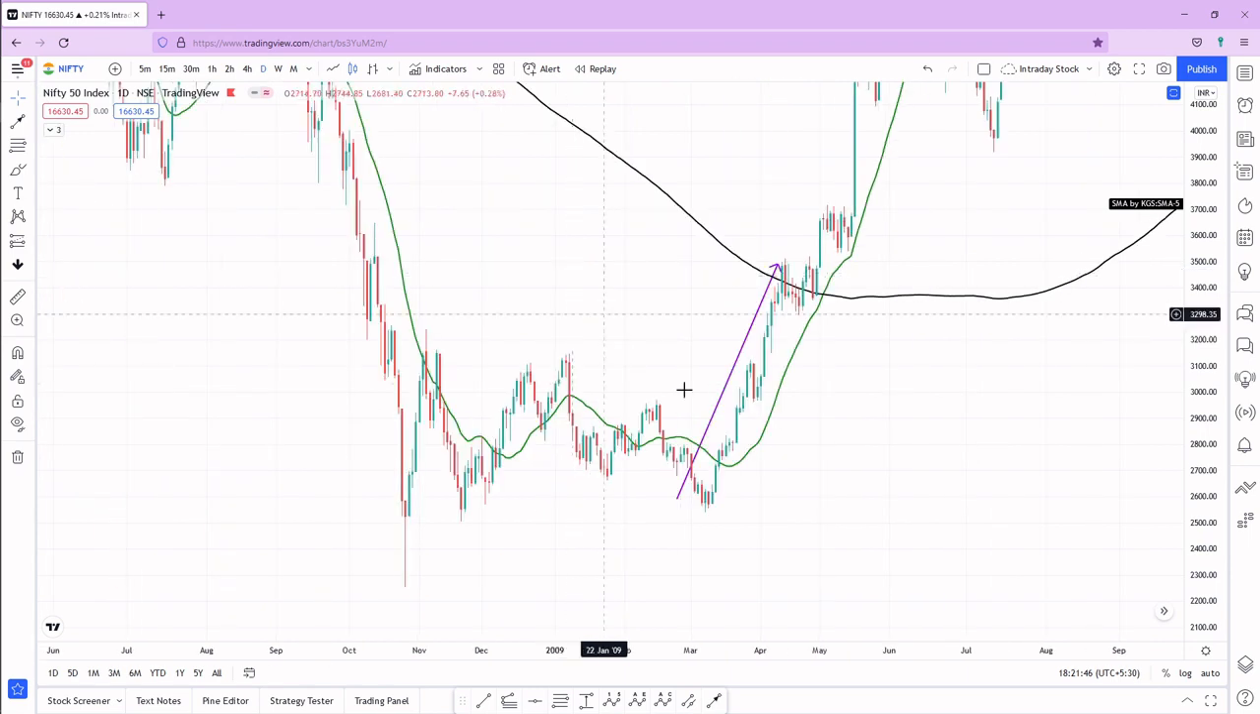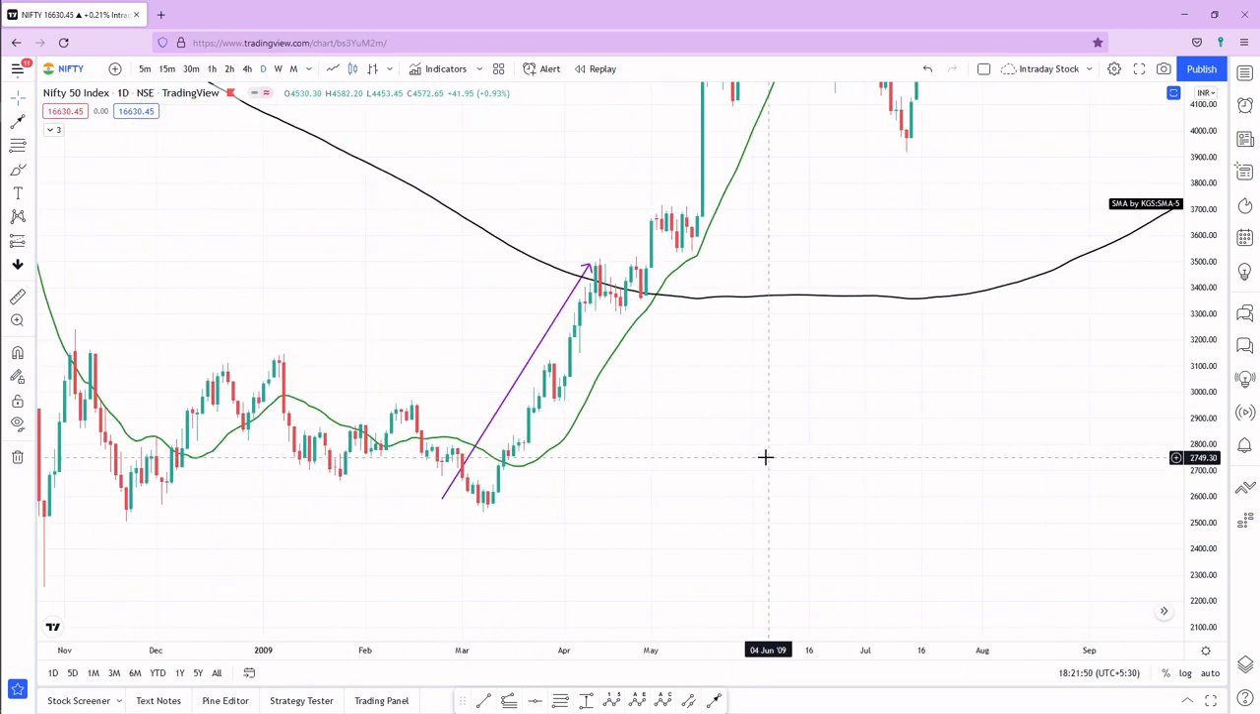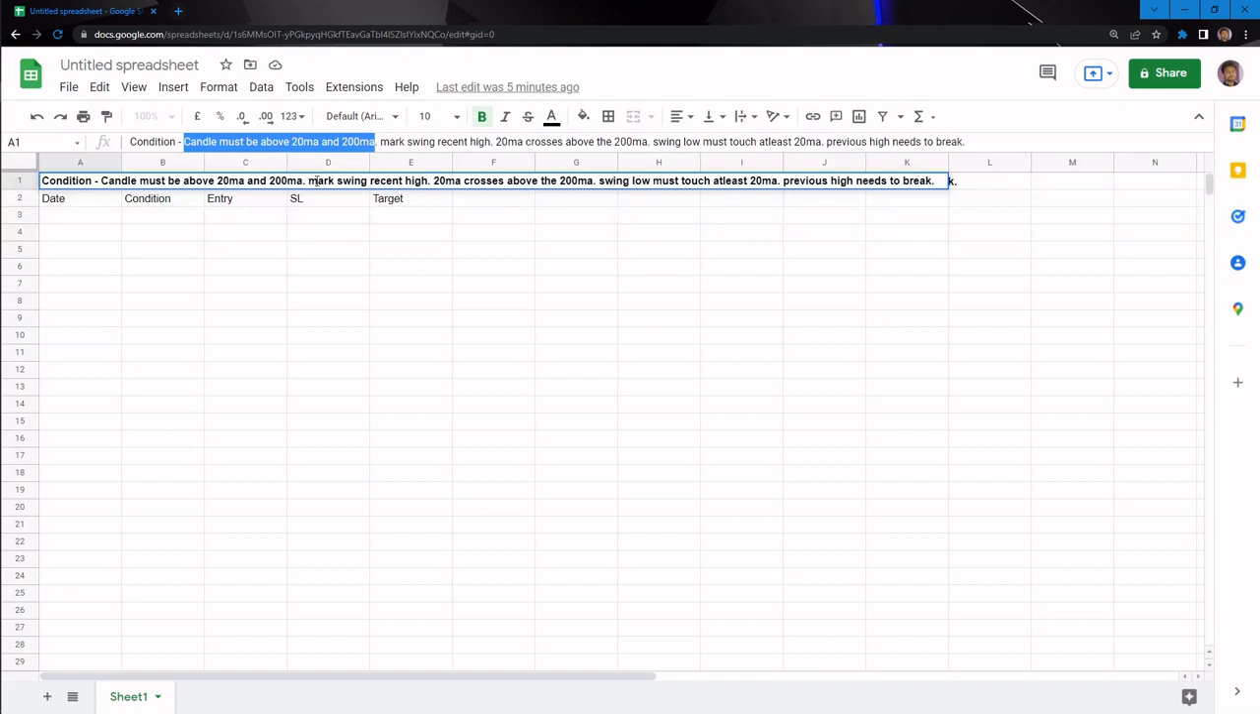But we are not worried about that. This is one of the conditions, and we are not sure whether that bottom is formed or whether it is going to form the top. Don't worry about that, forget about that. Just the first condition: the stock has to close above the 20 SMA and 200 SMA. Is the condition met or not? Yes, condition met.